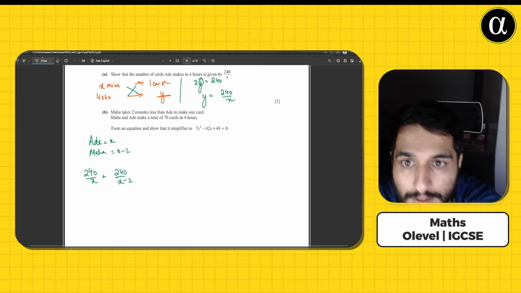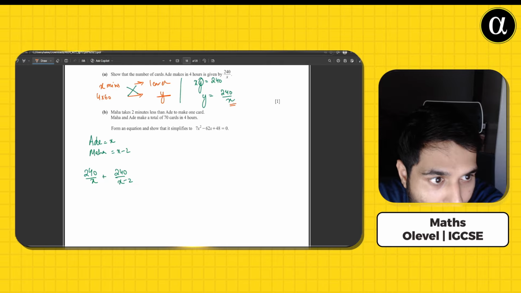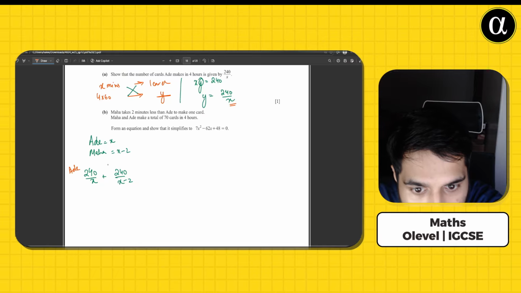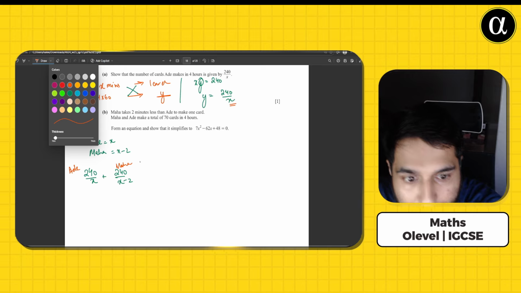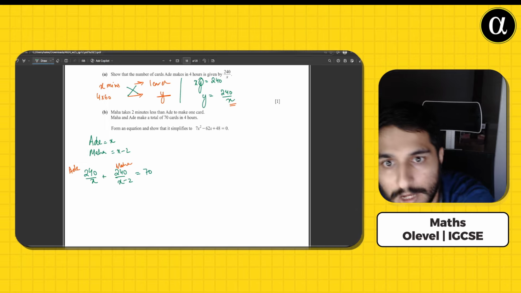Why is that so? Because the number of cards made by Aid was 240 over x, but the time taken by Maha was x minus 2. So this is Aid and this is Maha. All right, and when we add these together, this value should be equivalent to 70. So we would now be simplifying this.